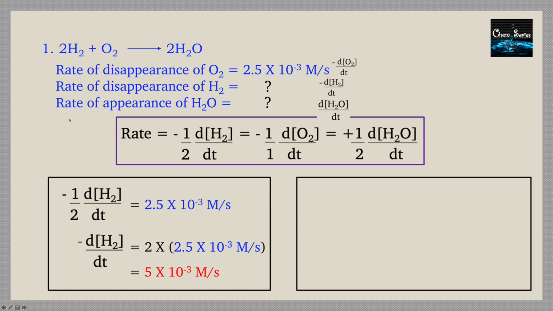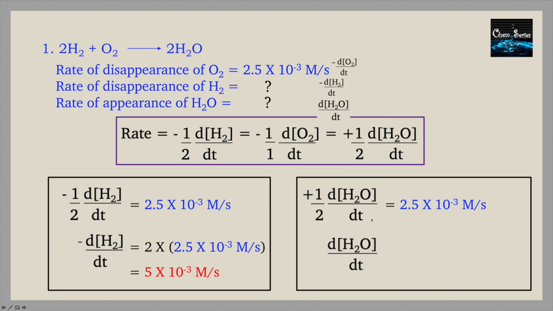Now let us find out the rate of appearance of H2O, that is dH2O by dt. Take this term now, which is equal to the rate of disappearance of O2, right, this term. So this is equal to 2.5 into 10 power minus 3 molar concentration per second. So we can get this answer only by cross multiplying this. So we get 2 into 2.5 into 10 power minus 3 molar concentration per second, and your answer will be 5 into 10 power minus 3 molar concentration per second.